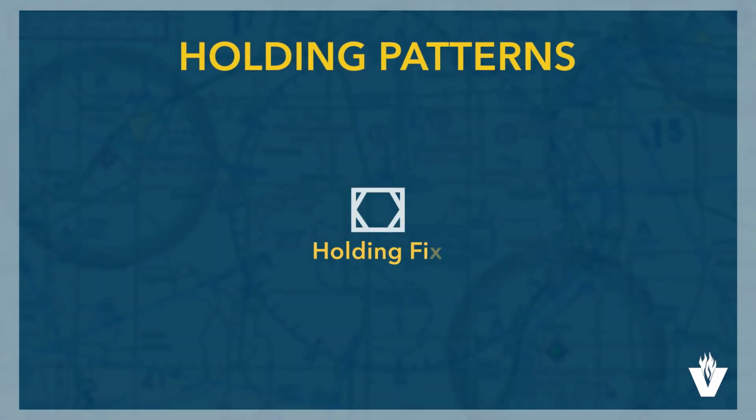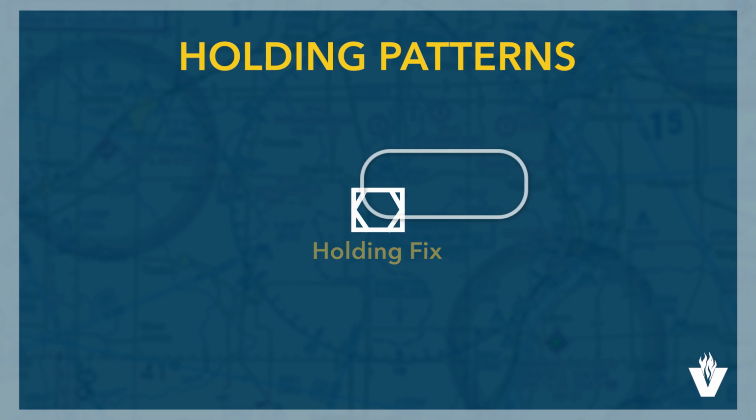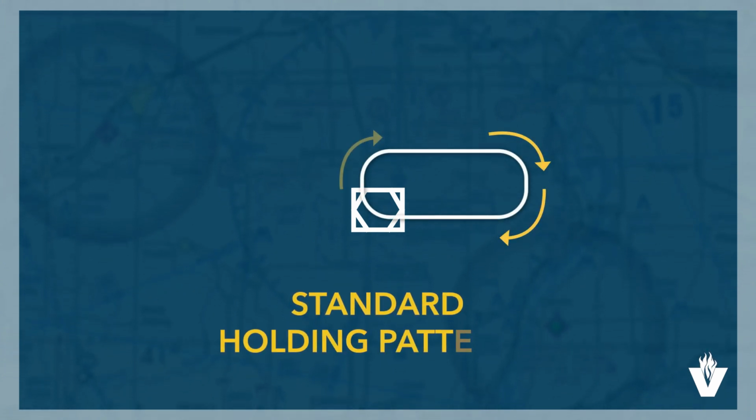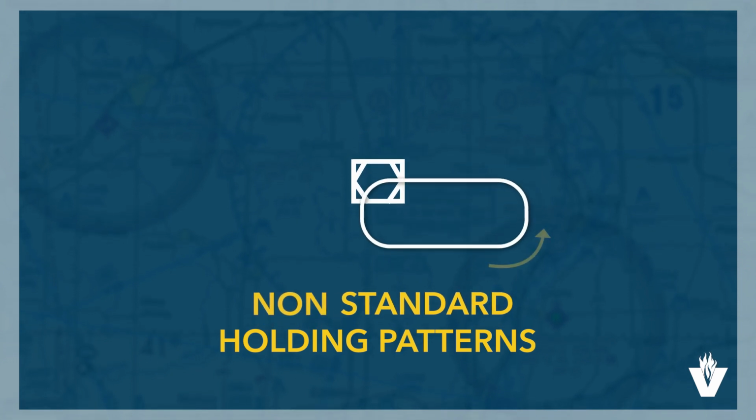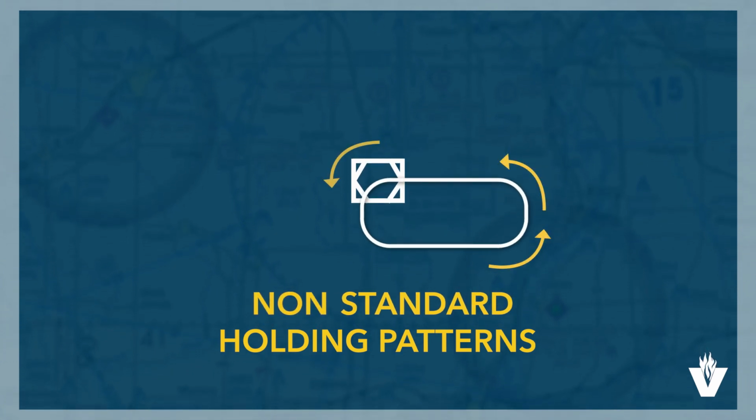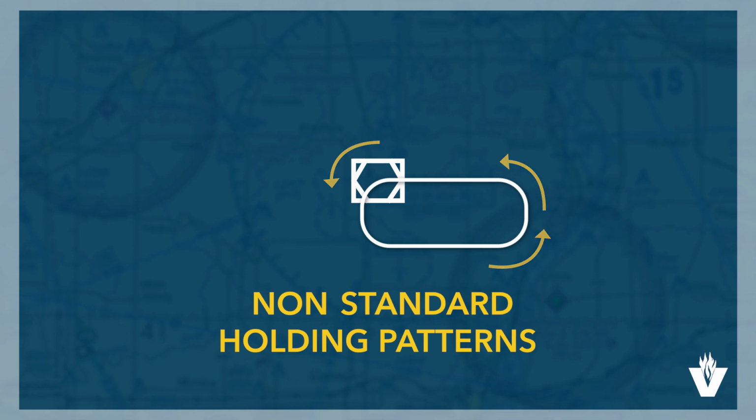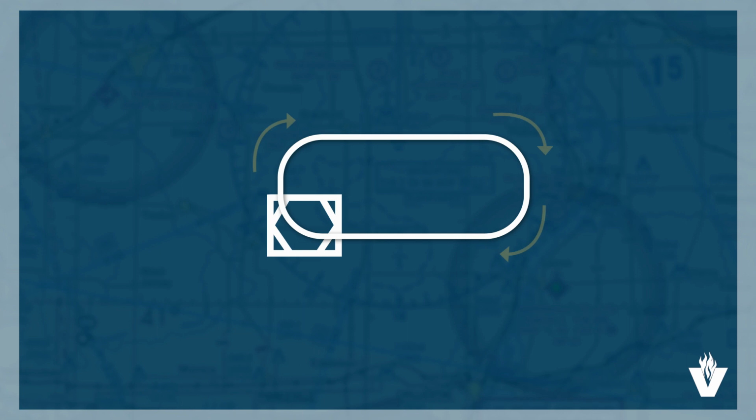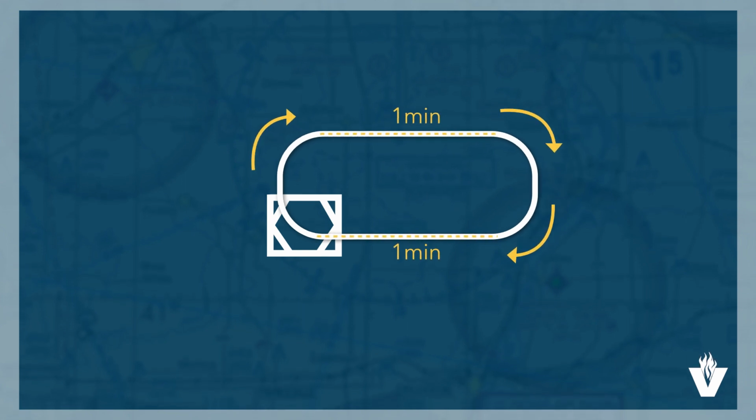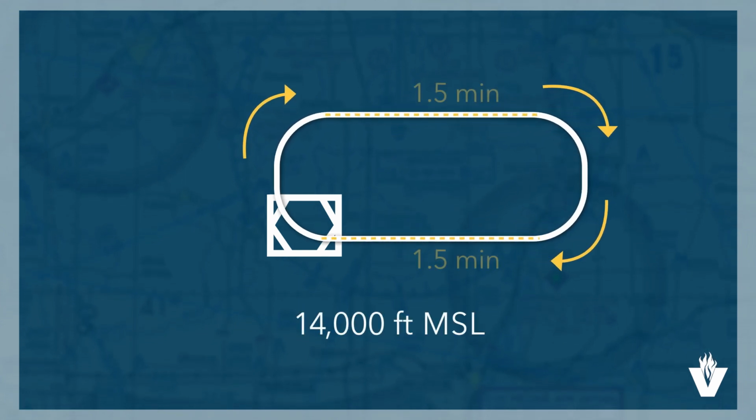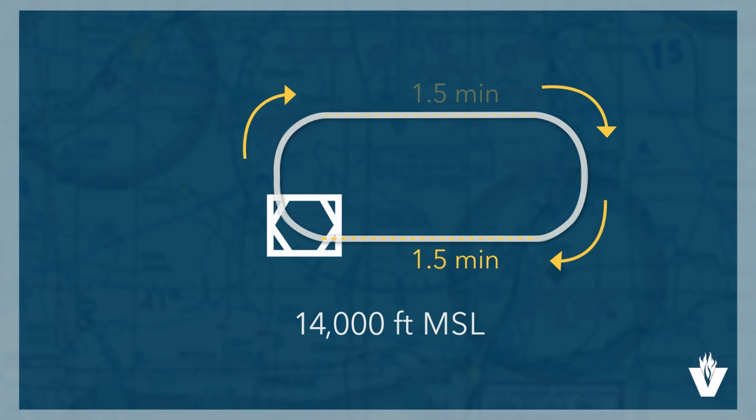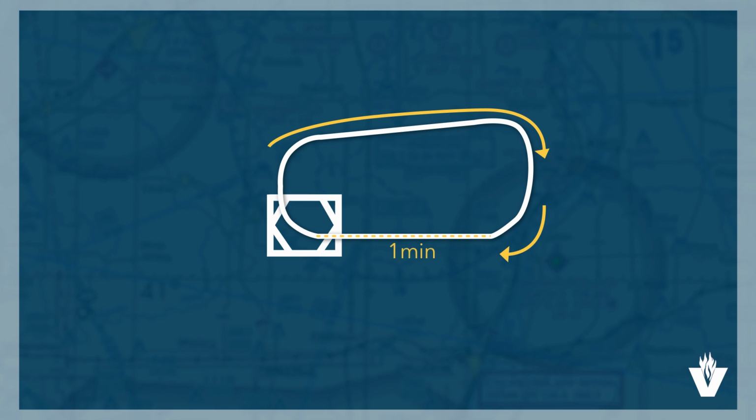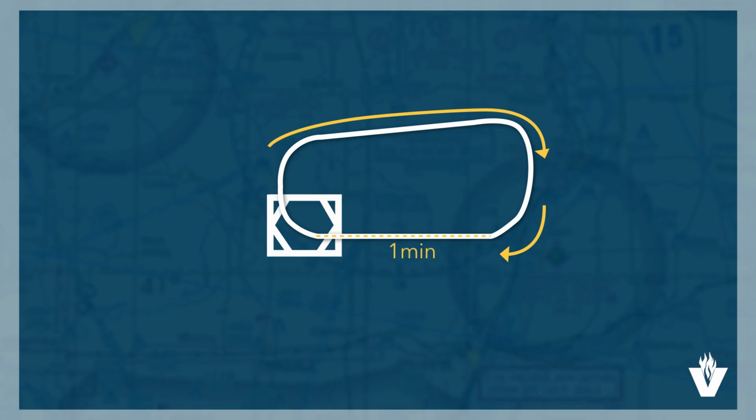Holding traffic requires separation from other IFR traffic. This is accomplished by managing the holding pattern's size and location. A standard holding pattern uses right turns, and a non-standard holding pattern uses left turns. ATC clearances will specify left turns when a non-standard pattern is to be flown. The standard holding pattern is a racetrack pattern with turns to the right and 1-minute legs, unless above 14,000 feet MSL, where 1.5-minute legs should be used. Pilots are expected to compensate for the effects of wind by adjusting outbound timing to achieve a 1-minute inbound leg and flying an outbound heading that compensates for crosswinds.